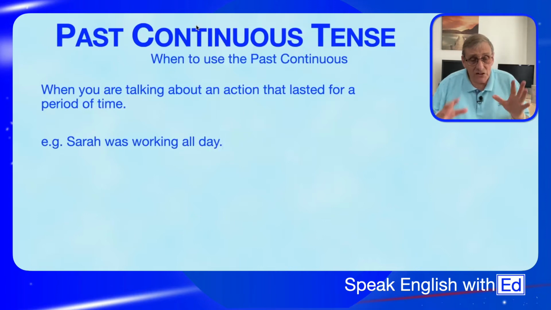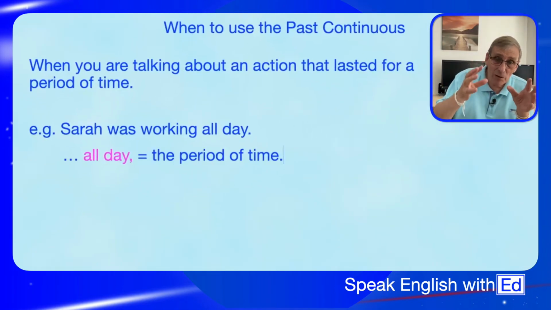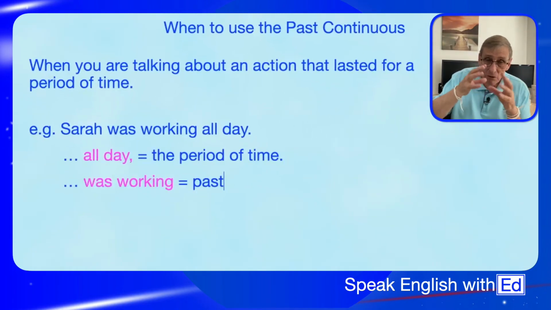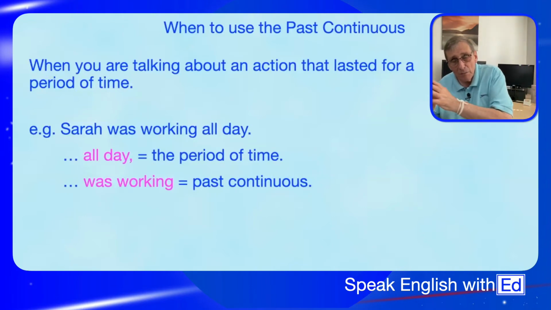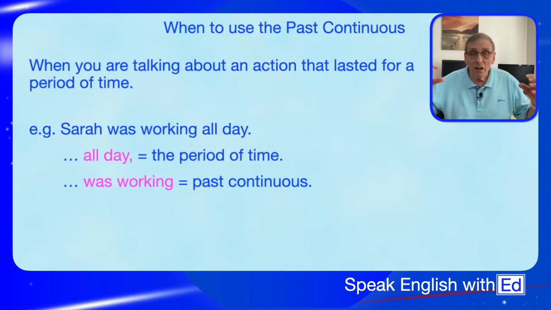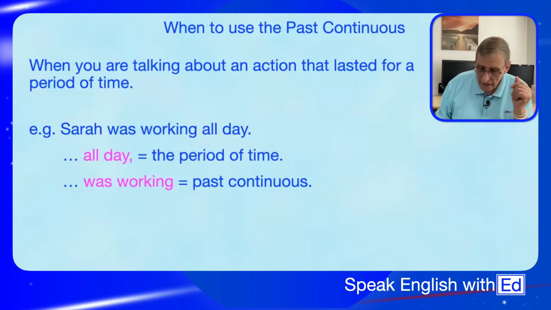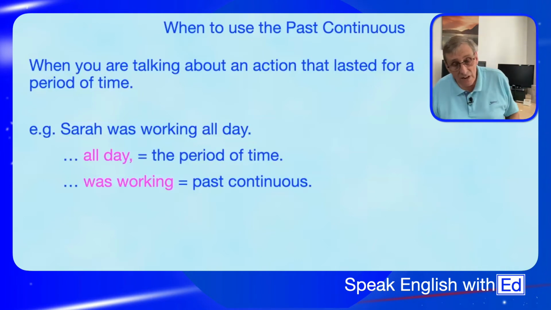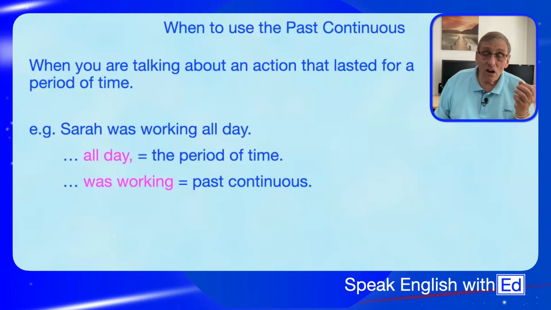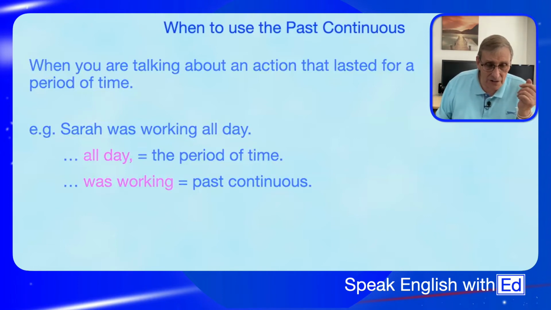Our example: Sarah was working all day. Now, all day is the time period. We've not mentioned a start time, we've not mentioned a finish time, but we've given it a period of all day. And she was working is the past continuous tense. So the sentence, Sarah was working all day, is past continuous tense.